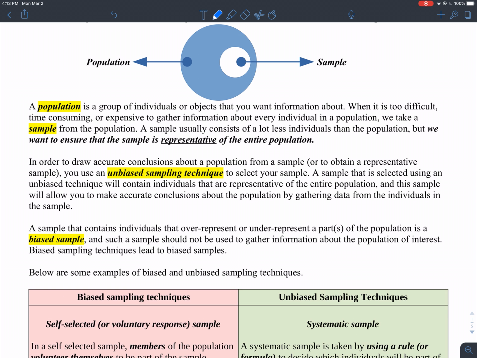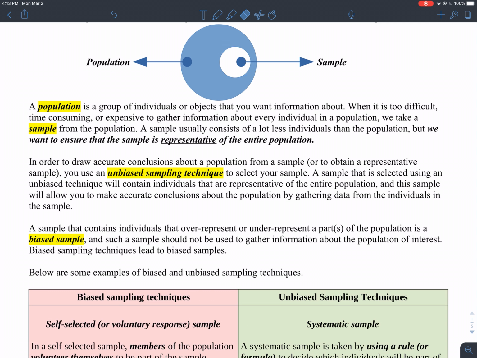So let's say my population is the US voting age adult, and I want to know who they're likely to vote for in the upcoming presidential election. Well, I can't get to all of the US adults that are voting age, so my population is too big. Okay, so what we end up doing is taking a little sample of that population, and you ask the sample, who are you planning on voting for in the next election?